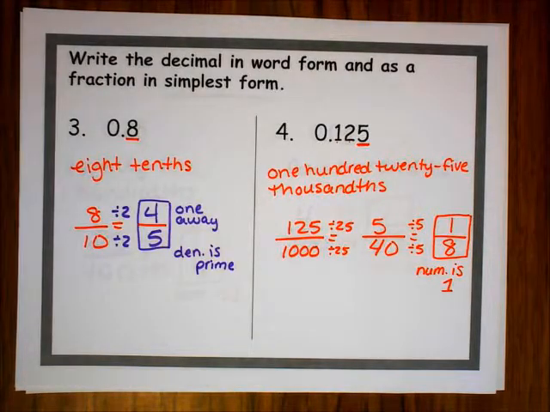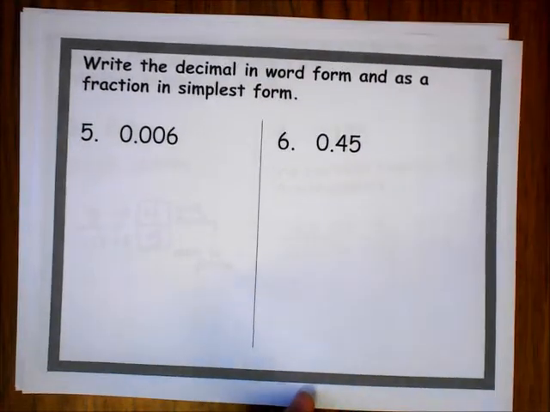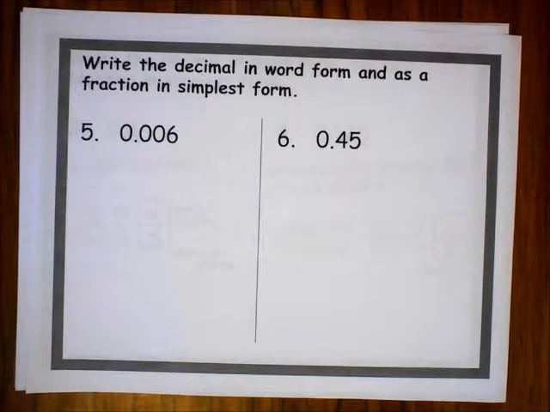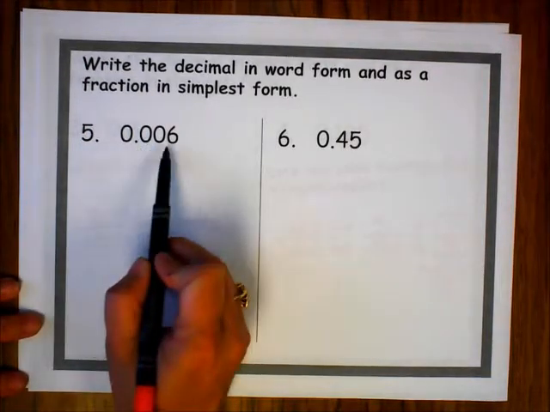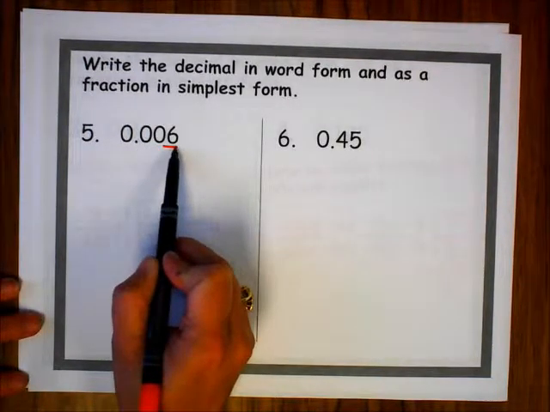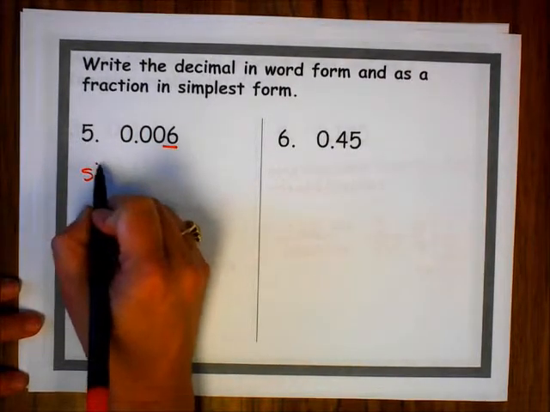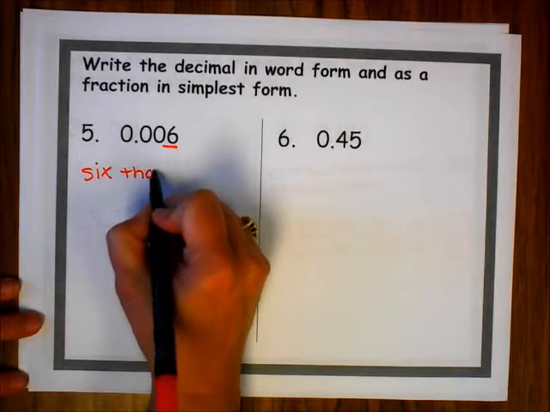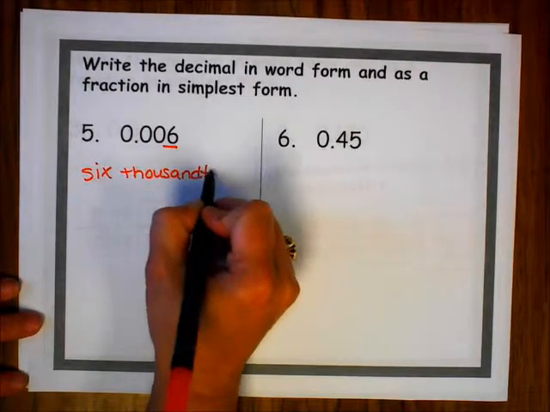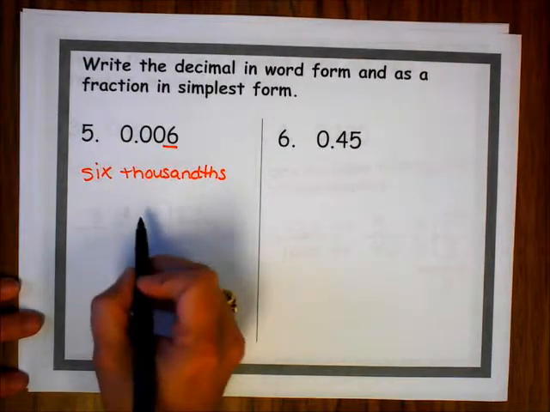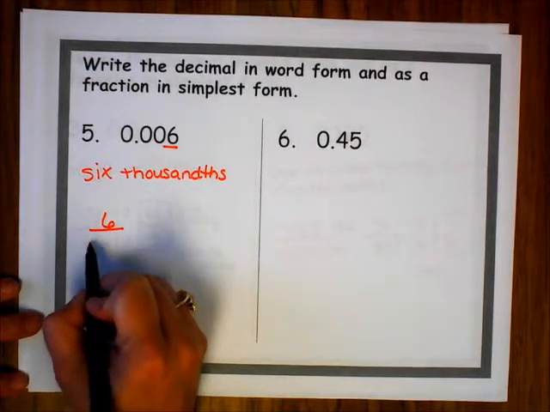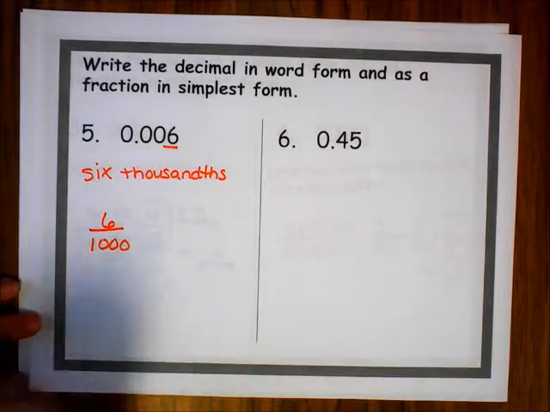Okay, number 5. Again, they want me to write the decimal in word form and then as a fraction in simplest form. So let's look at number 5. The correct way to say number 5 is 6 thousandths because 6 is in the thousandths place. So let's write it in words. 6 thousandths. 6 thousandths as a fraction means 6 over 1,000.